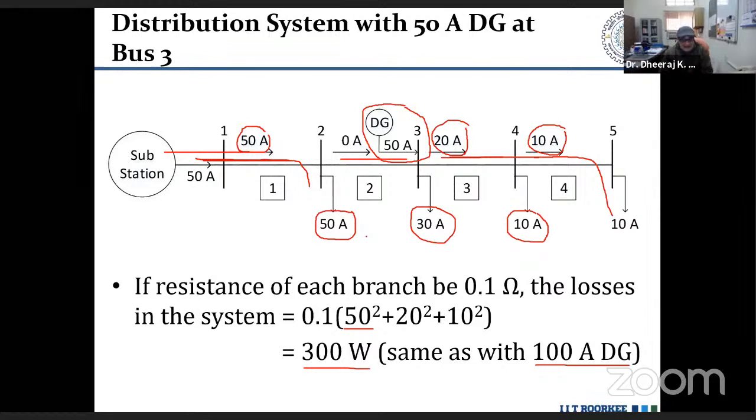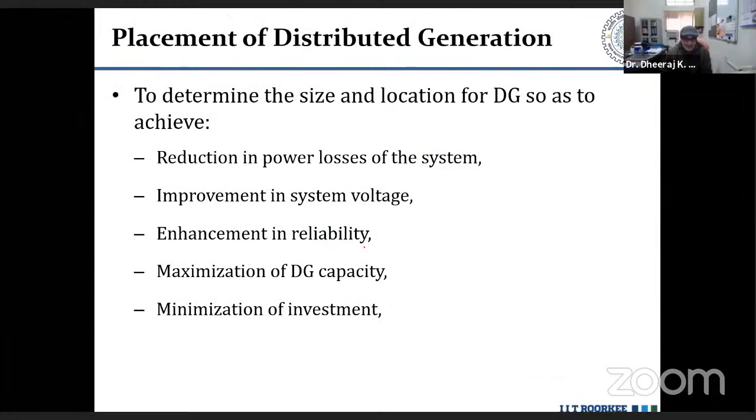This is a very simple system I have considered for demonstration purposes, but in a real situation things are not so easy, because a distribution system has a great number of buses and the loads are of different types. So the placement of DG is a highly combinatorial problem.